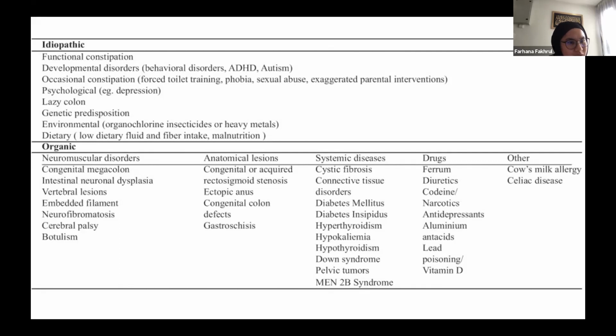So about developmental disabilities, they are high risk for constipation because they have a reduced capacity to tolerate and cooperate with toileting, and there is a reduced effort or control of pelvic floor muscles during defecation, and they sometimes don't realize the need, the urge to pass stool, all right? So the other ones are like occasional constipation, forced toilet training, phobia, sexual abuse, psychological causes, and the other organic causes listed here, all right?